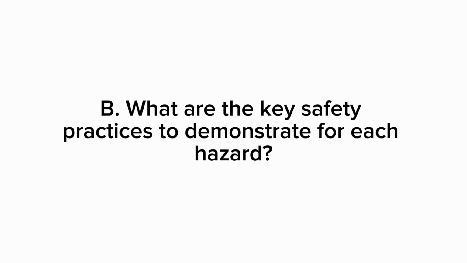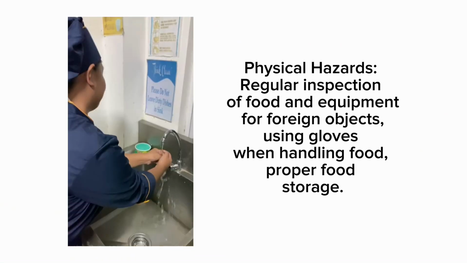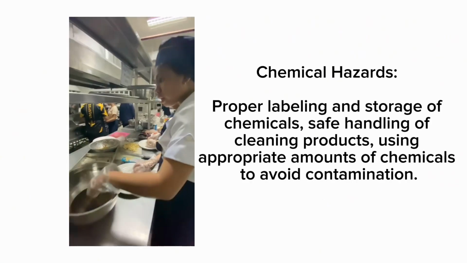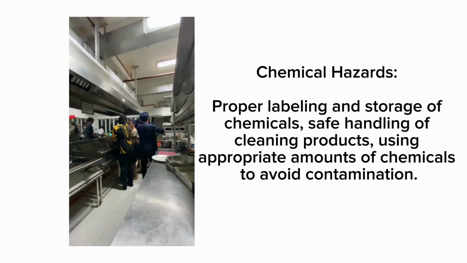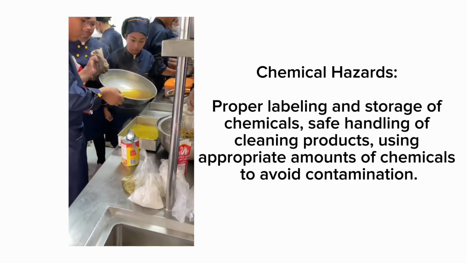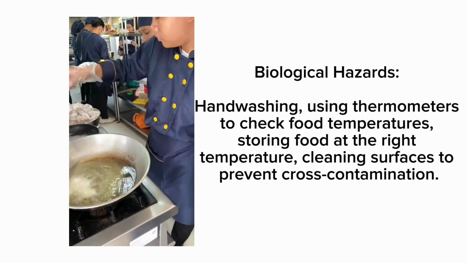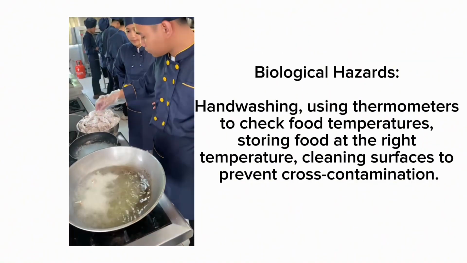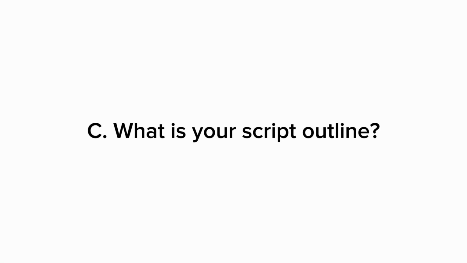B. What are the key safety practices to demonstrate for each hazard? Physical hazards: regular inspection of food and equipment for foreign objects, using gloves when handling food, proper food storage. Chemical hazards: proper labeling and storage of chemicals, safe handling of cleaning products, using appropriate amounts of chemicals to avoid contamination. Biological hazards: hand washing, using thermometers to check food temperatures, storing food at the right temperature, cleaning surfaces to prevent cross-contamination.